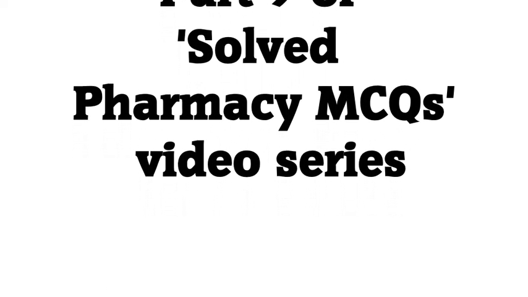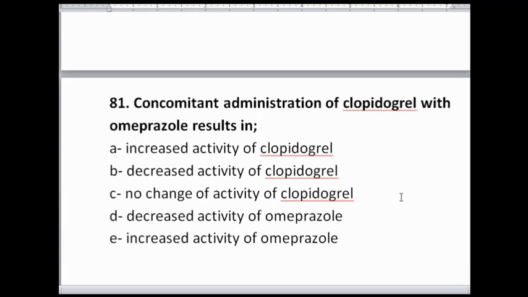Today in this video we are going to discuss some more MCQs, so please stay with me. Thank you. Our first MCQ of this video is: concomitant administration of Clopidogrel with omeprazole will result in. Options are there: increased activity of Clopidogrel, decreased activity of Clopidogrel, no change of activity of Clopidogrel, decreased activity of omeprazole, and last option, increased activity of omeprazole.